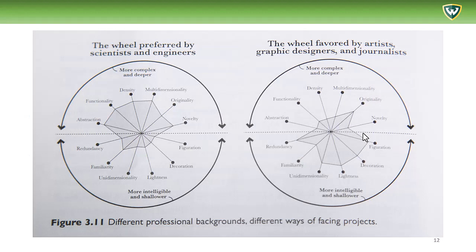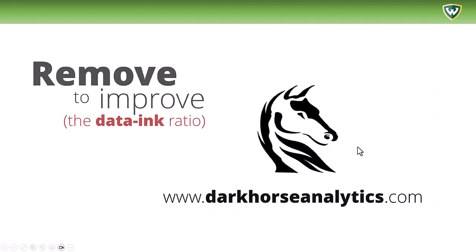Here's another interesting image, kind of perhaps intuitive, which is the wheel preferred by scientists and engineers on the left, and the wheel favored by artists and graphic designers and journalists on the right. As you could probably guess, scientists and engineers prefer graphs that are more abstract, functional, dense, multidimensional, whereas artists and graphic designers and journalists prefer graphs that are more redundant, unidimensional, light, with decoration and figurations. The only thing that differs a little bit is originality. Scientists and engineers prefer familiarity, whereas artists, of course, like originality.